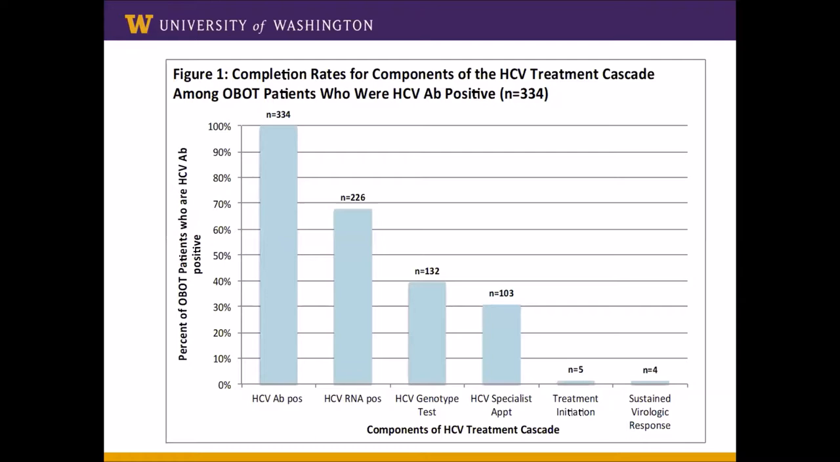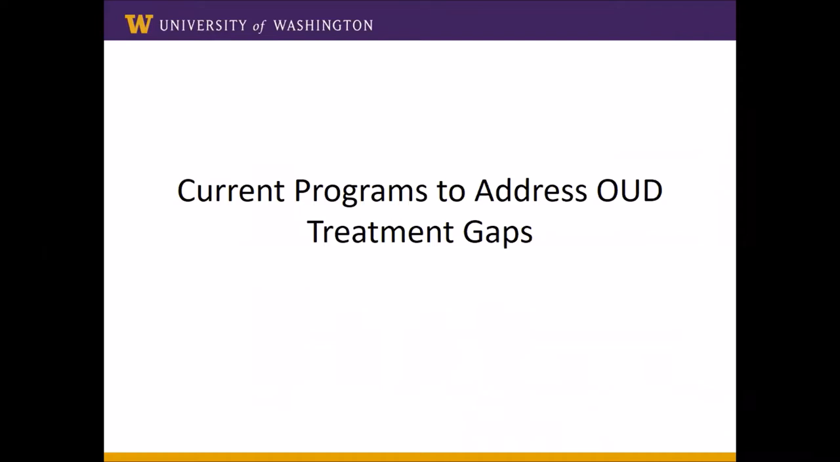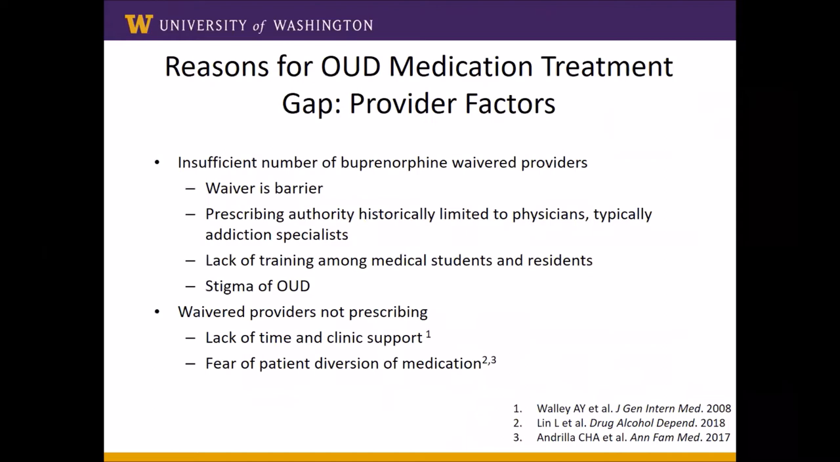So next I'll turn to describe some current programs that we have implemented to address opioid use disorder treatment gaps. But first, we need to understand the reasons for such treatment gaps. We know that there are substantial barriers to treatment, both on the provider and patient side. To prescribe buprenorphine requires completing an 8-hour training and applying to the DEA for a special license. And this in itself is unfortunately a barrier. Currently, there's some federal legislation pending that could remove this requirement, but for now it exists.